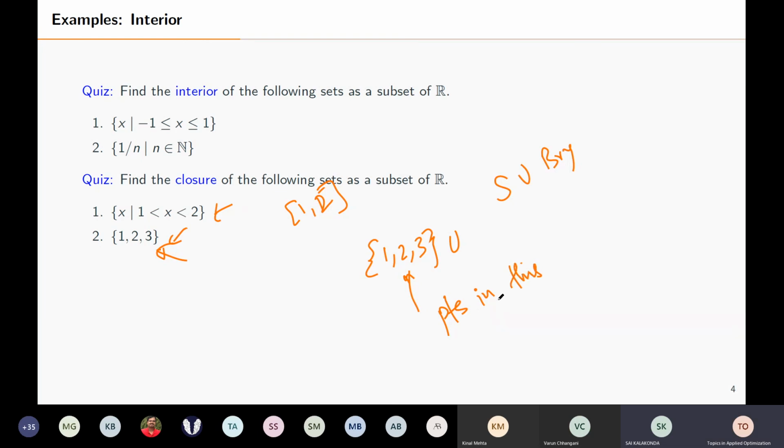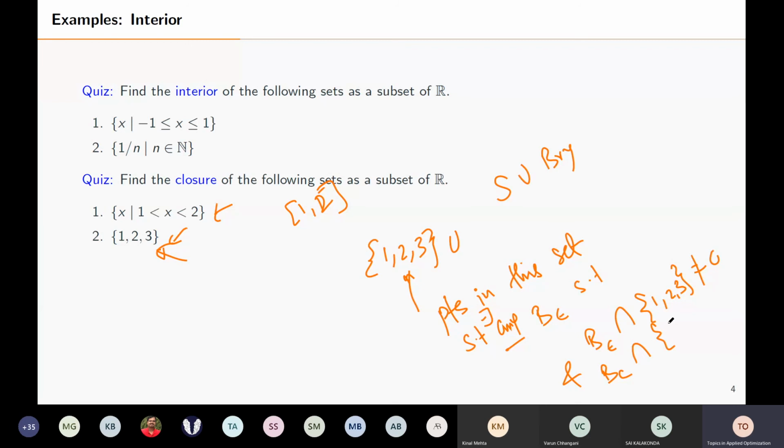Let me write down this set, because a point in this set is such that if you take any B epsilon neighborhood around these points, and I do B epsilon and intersect with 1, 2, 3, this will be not empty, and if I intersect with 1, 2, 3 complement, then also it is not empty. Okay, so this is the definition in case you forget.